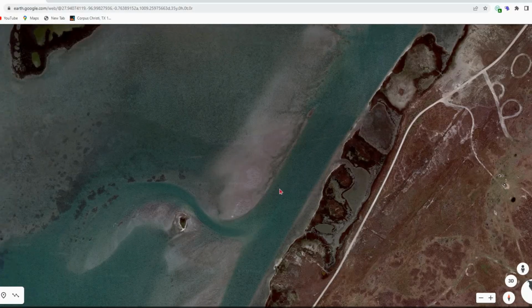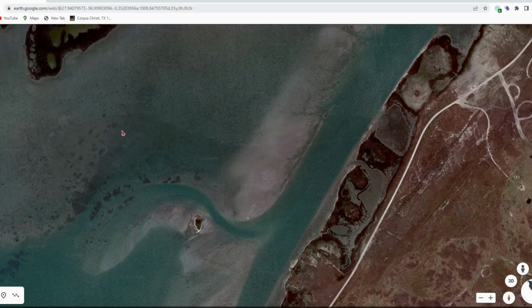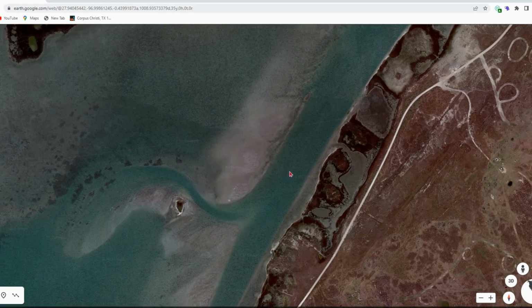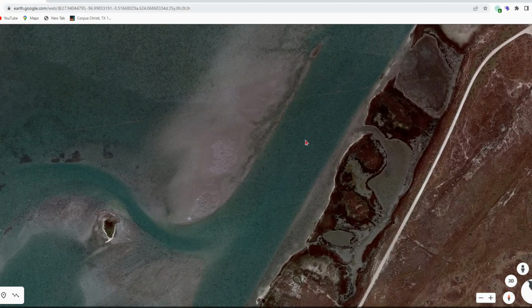So here's a good scenario right here. We got some grass flat stuff all over here on the left. This tannish, darker color is all grass flats. And then you have a deeper channel right over here. The deeper blue color on Google Earth, and even up into here, will be your deeper water.